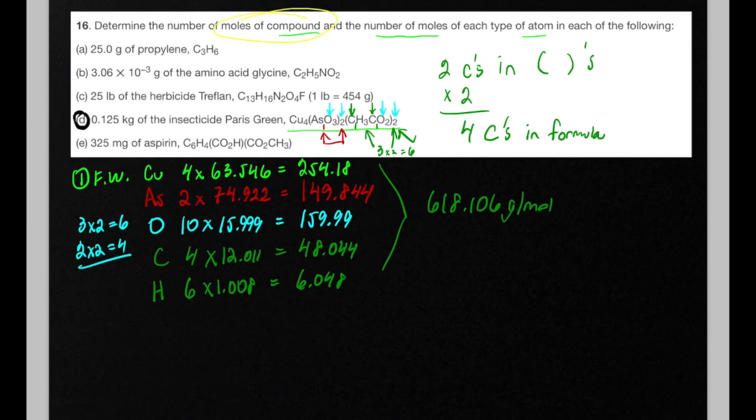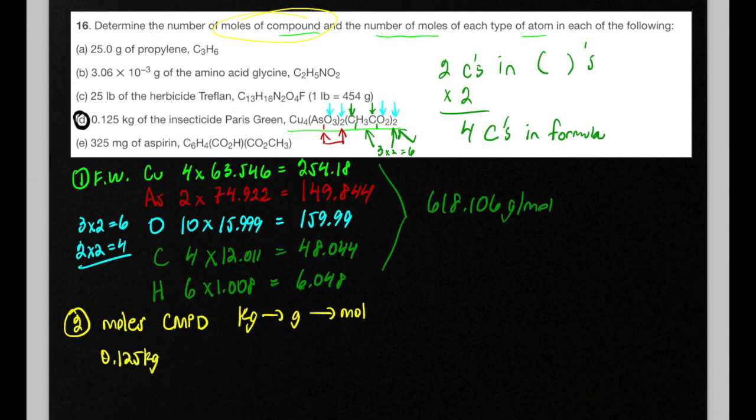Now for step 2 in this problem, I want to calculate the moles of the compound. And I'm just going to call the compound CMPD for short, because the chemical formula is just so long to have to write. So what do we have? We have kilograms. I'm going to have to convert that to grams, and then I'm going to have to convert that to moles. So I have 0.125 kilograms.